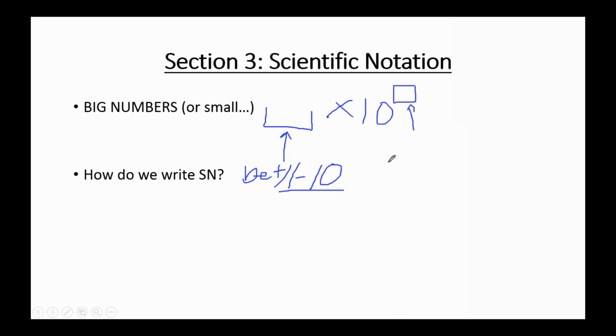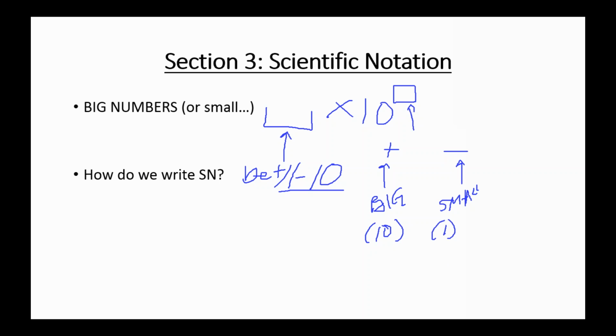And then this number up here can be positive or negative, right? Positive means we have a big number. Negative means we have a small number. Now, when I say big, big means larger than 10. And when I say small, that means less than 1. So 1 and 10 are your references. Big is greater than 10, small is less than 1.